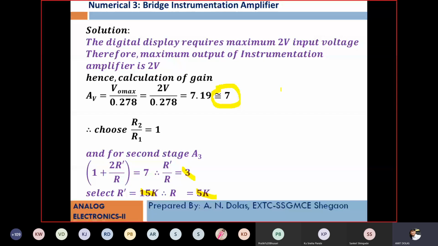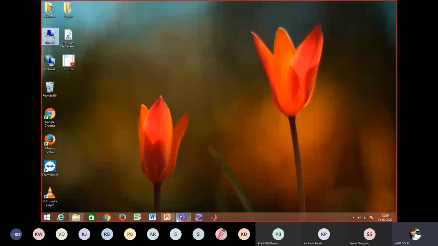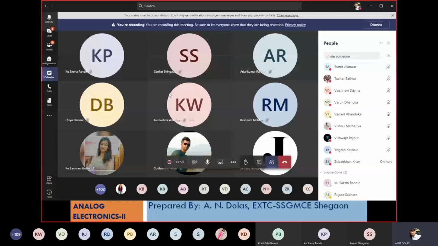So this is all about the bridge amplifier. We solved one problem from the university exam winter 2018, 14 marks. Any question till now? I'll wait for 1 minute. Any question on this?